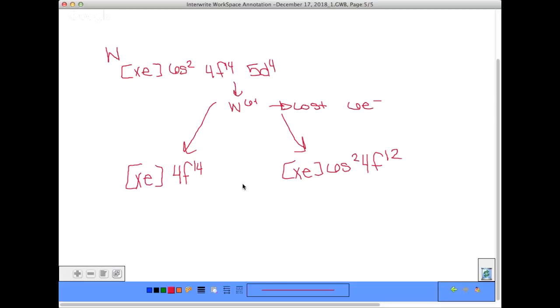Any other ones I did not accept. Now, I know that kind of sounds confusing, and there's a reason why it really could kind of be either one of these. But as long as you know that you can either lose them in order or from these 2 orbitals, but you can't lose them directly from the 4f only. So I did accept both of those answers.